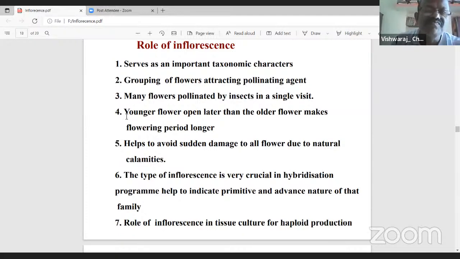We have seen racemose inflorescence. Basal flowers mature first, then the younger flowers mature later. The younger flowers open later than the older flowers, making the flowering period longer. Lower flowers mature, then upper, then upper, and then upper, and so the flowering period is longer.